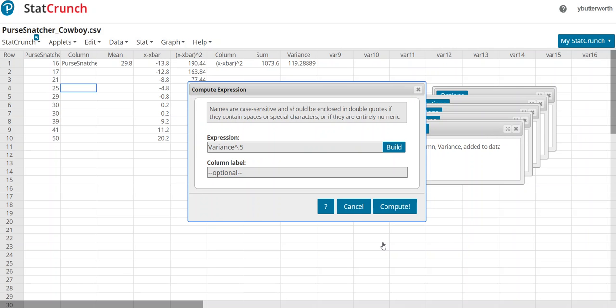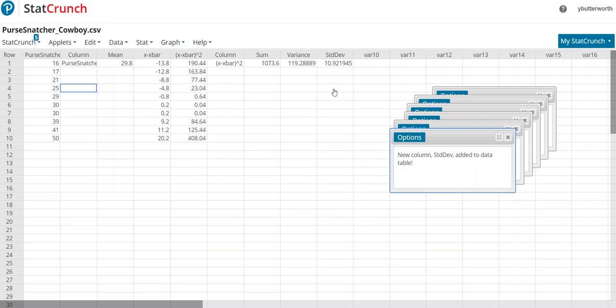And this is totally acting like a calculator now. So if you didn't have a scientific calculator, you could actually use this as a calculator. And so now I'm going to go ahead and put this in as the standard deviation, and I'm going to compute it. And there we go. There's our standard deviation. So that is how we can use StatCrunch to do this simple little computation using some of our computation capabilities.